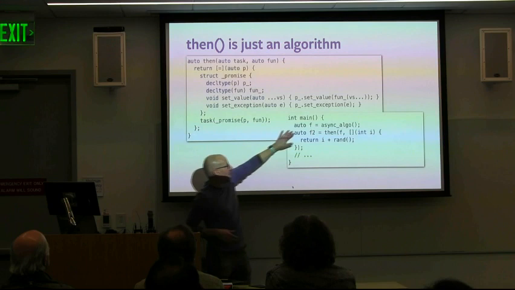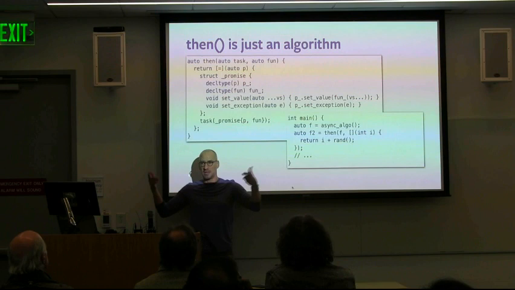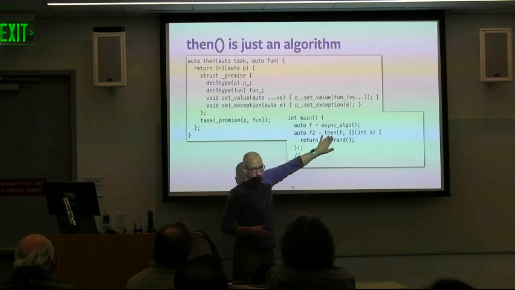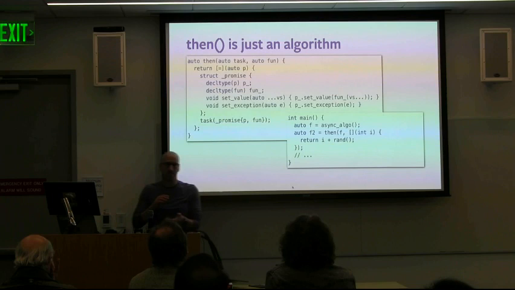You have a value. In this case, it's like a lazy value, a value that will materialize later, and you want to apply a function to the result of that, right? So you could call this map, you could call it transform. In the boost futures library, the operation is called then, so I called it then. Do this, then that.